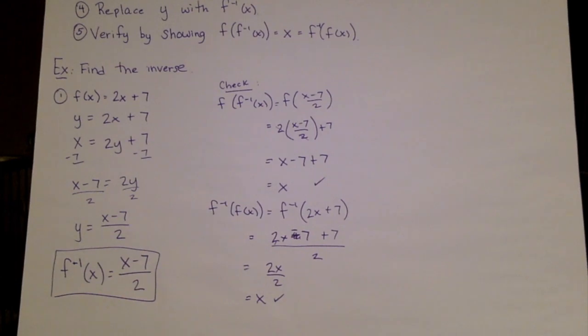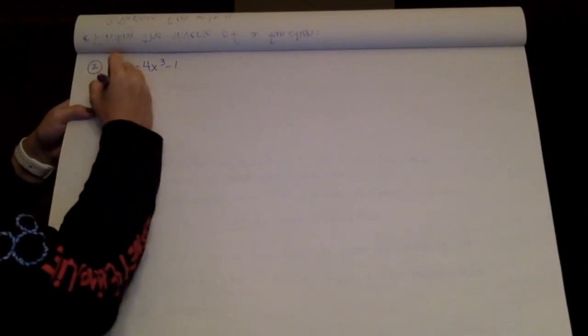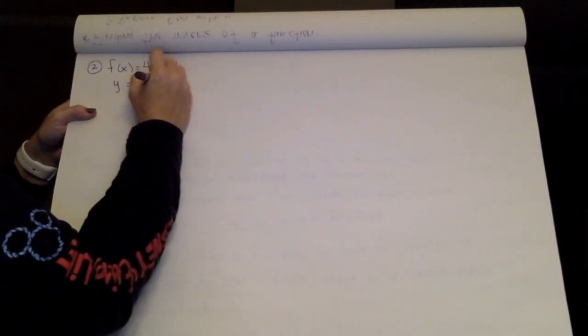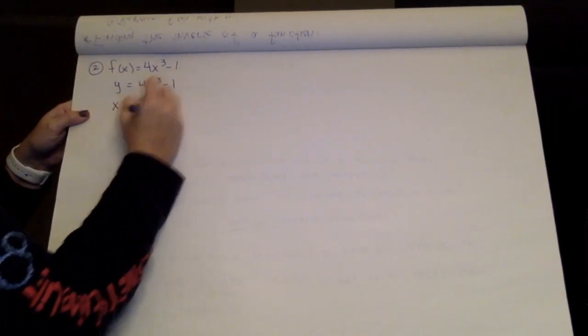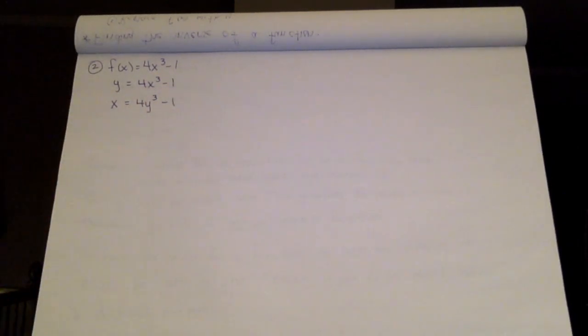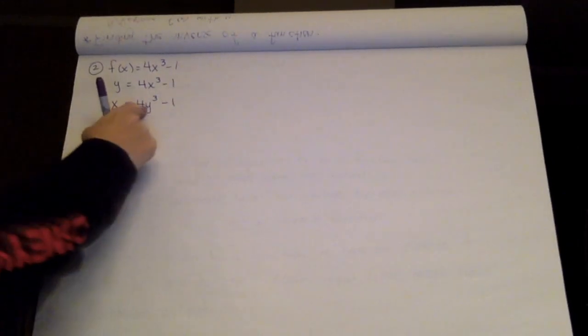Okay. We can do another example, number 2. Let's do f of x equals 4x cubed minus 1. And I need to move this. There we go. So we have 4x cubed minus 1. Again, I'll rewrite this y equals now 4x cubed minus 1. Then I'm switching the x and the y. So now I'll have x equals 4y cubed minus 1. And we will solve this for y, or get y by itself.